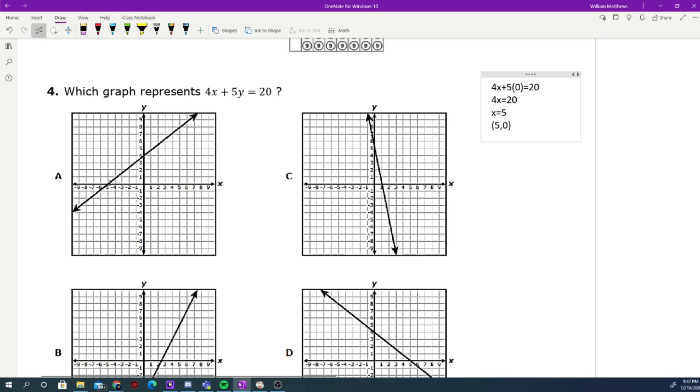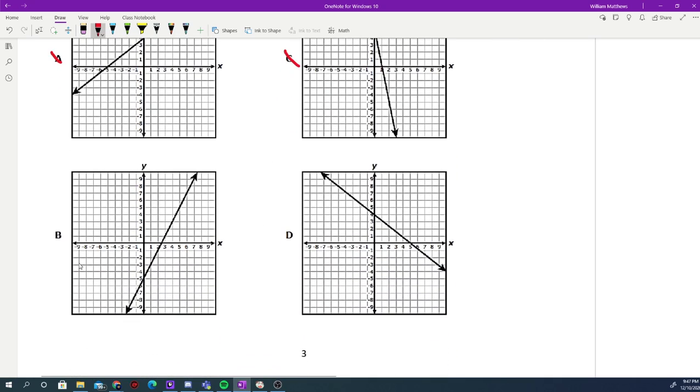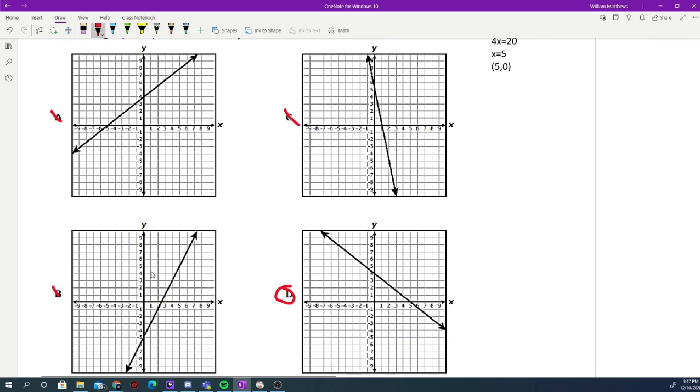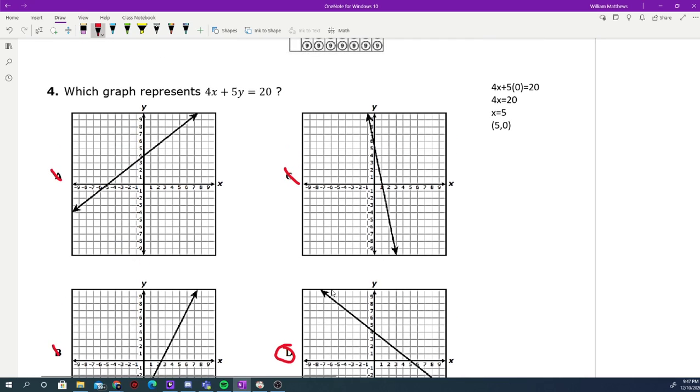Our first one goes through negative 5, so that doesn't work. C goes through 1. That doesn't work. B goes through a value between 2 and 3. That does not work. And D does. So in this case, I don't have to go any farther. All of my other options were eliminated, so I'm only left with D.